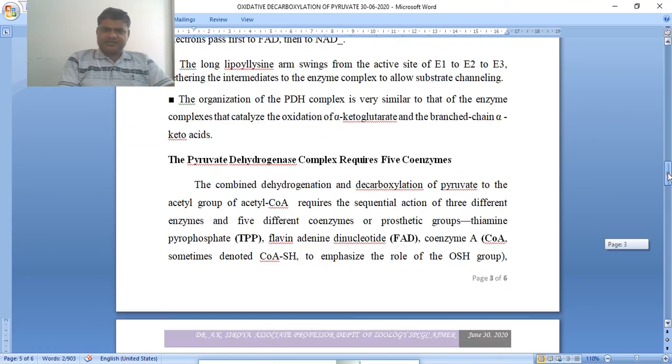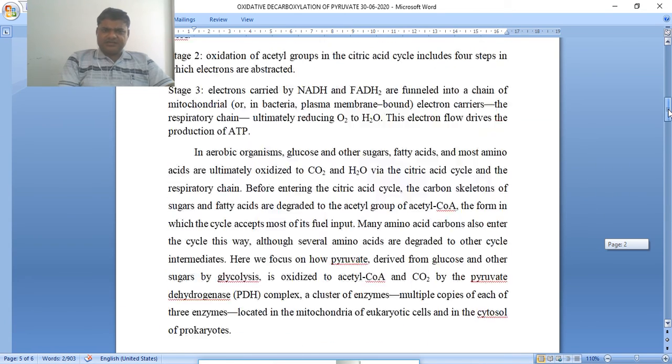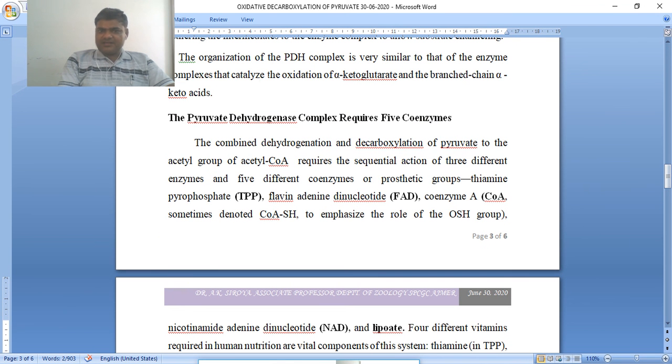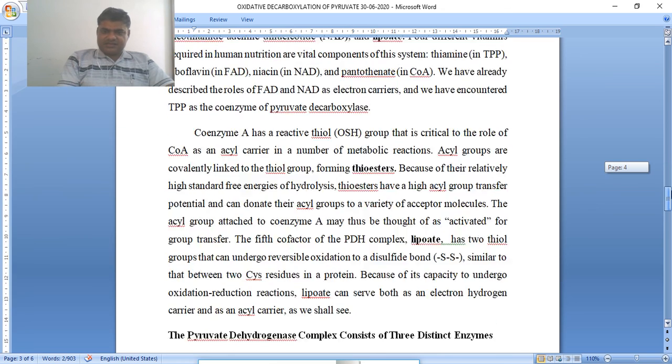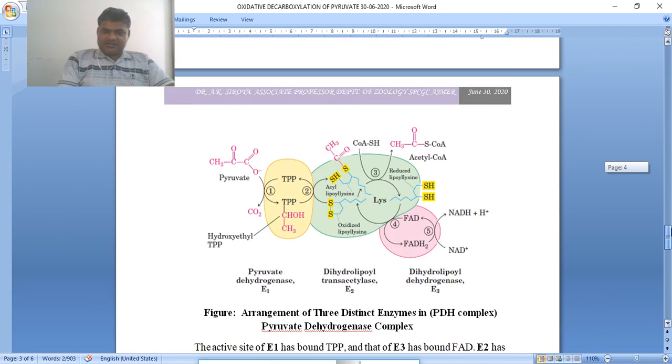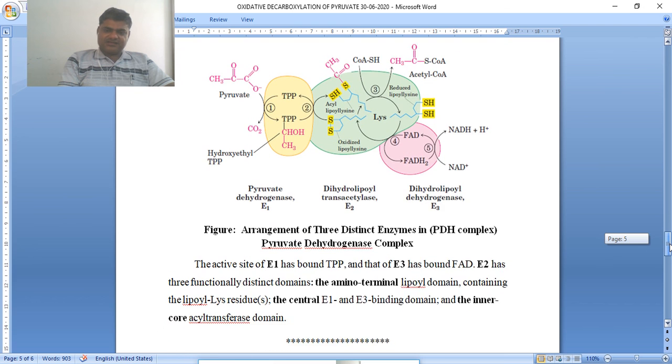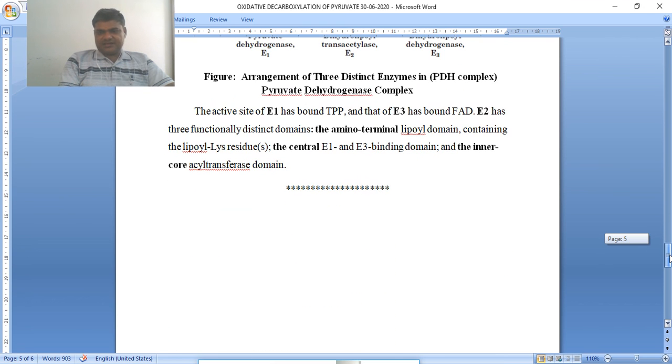Such types of reactions are also present in the Krebs cycle, where the organization of the PDH is similar to that of enzyme complexes that catalyze the oxidation of alpha-ketoglutarate and the branched-chain alpha-keto acids. Thus, we can say that the process of oxidative decarboxylation is very complex, and the pyruvate dehydrogenase complex involves different actions to complete this process. Thank you.